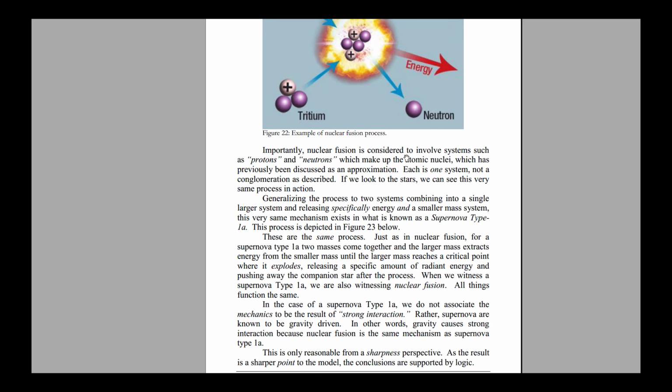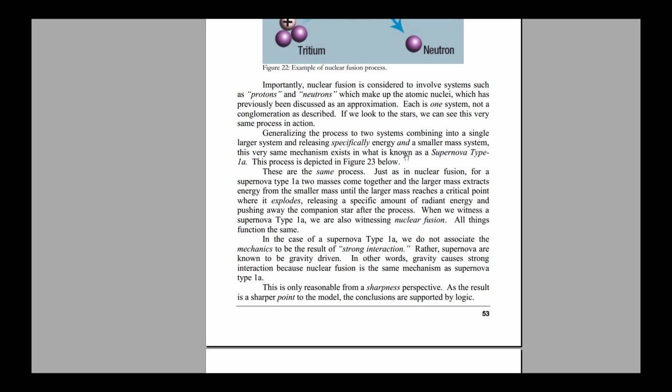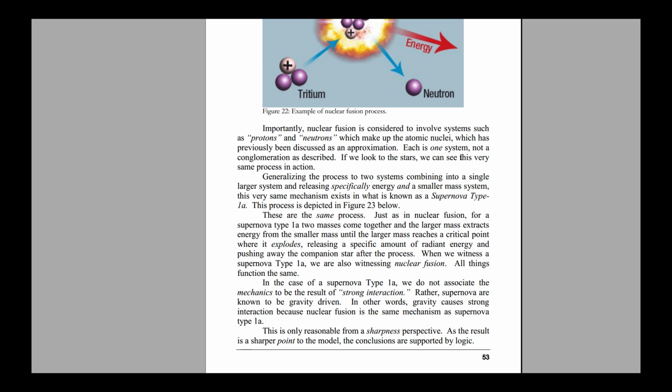Importantly, nuclear fusion is considered to involve systems such as protons and neutrons, which make up the atomic nuclei, which has previously been discussed as an approximation. Each is one system, not a conglomeration as described. If we look to the stars, we can see this very same process in action.